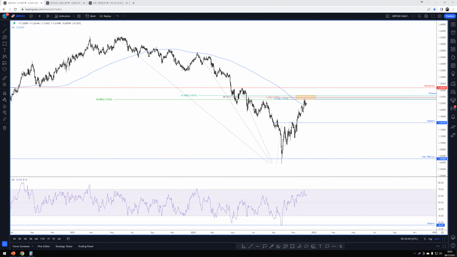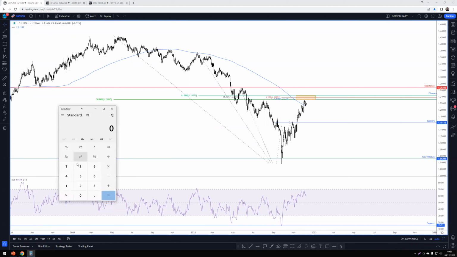Is 88.6% a Fibonacci level? Yes, it is. Let me just prove that. I think it's the square root of 78.6. There we go. So we have a question from Manpreet: is 88.6% a fib level? Yes, it's the square root of 78.6%. And as you can see, 8.86. So yes, it is. And I think the 78.6, if my memory serves me correct, is simply the, yes.